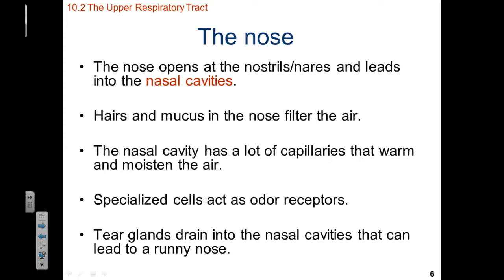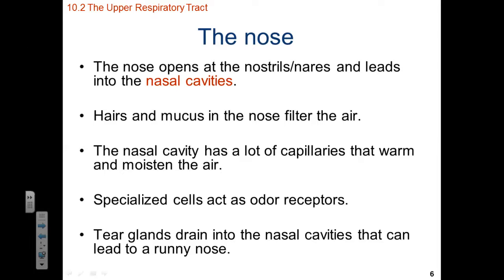Now, if we look at our nose, those nares on the outside of the nose are going to lead into the nasal cavity, or sometimes also referred to as the nasal sinuses. And within our nose, within that nasal cavity, we have lots of hairs, particularly by the external nares. Those hairs are going to filter out very large particulates. Think of bugs, bits of leaves, big things that we don't want to get into our nose.